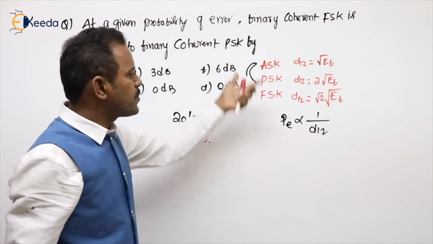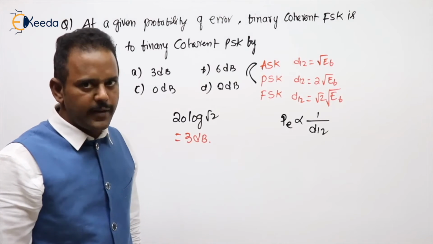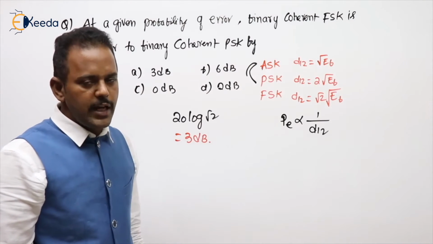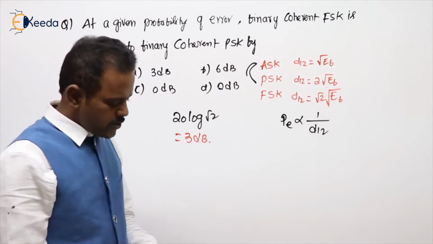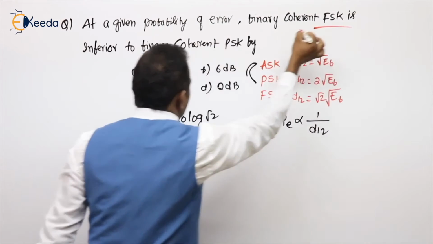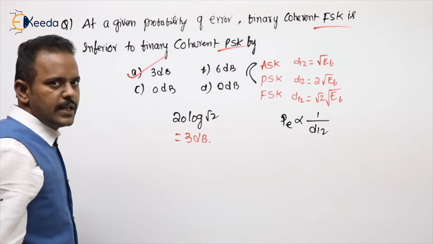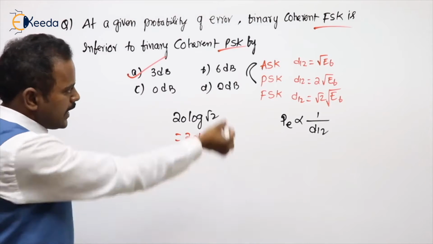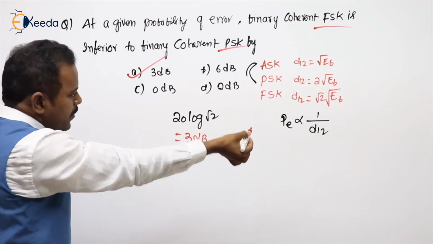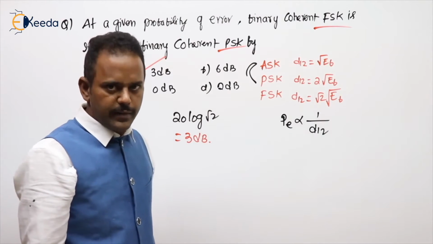Now all the points are based on the distance. So in voltage form, you need to take 20 log. 20 log root 2 is 3 dB, 20 log 2 is 6 dB. So for the given problem, FSK is inferior to PSK by 3 dB. That is what is asked. And remember the logic: probability of error is directly proportional to 1 by distance, from the constellation diagrams we wrote.